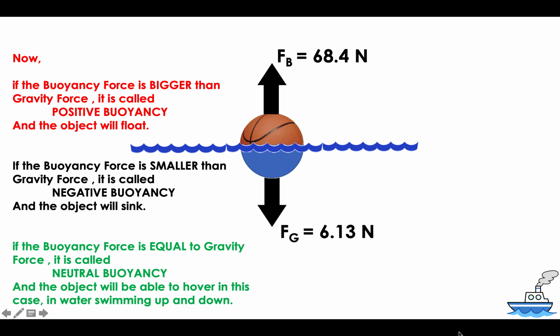Now, if the force of buoyancy is bigger than the gravity force, it is called positive buoyancy, and the object will float. If the buoyancy force is smaller than the gravity force, it is called negative buoyancy, and the object will sink. Finally, if the buoyancy force is equal to gravity force, it is called neutral buoyancy, and the object will be able to hover, in this case, in water, swimming up and down.